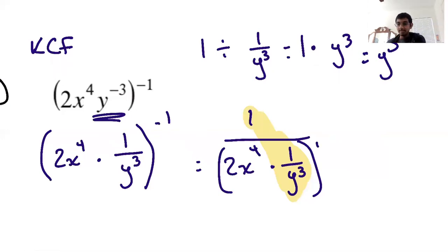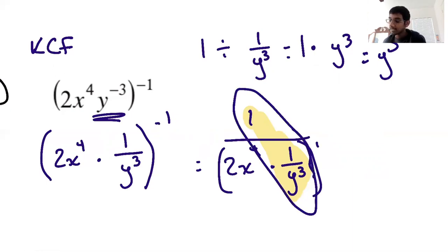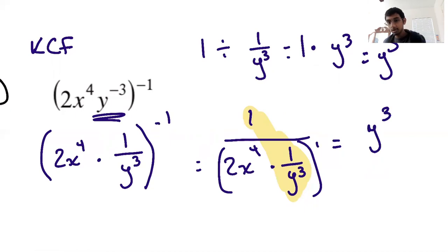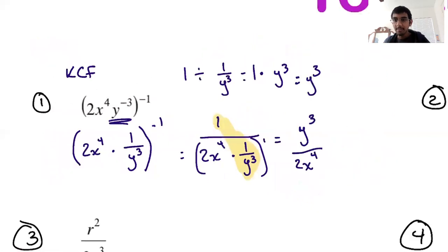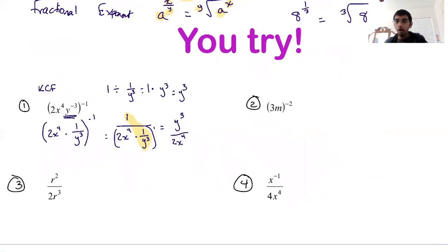So what that's telling me is that when I'm doing the keep, change, flip for this highlighted part, the y cubed could go on the top. So y cubed is on the top, and then what do I have left on the bottom? We have the 2x to the fourth. That one's a little bit complicated, but make sure you try to understand it, and try to rewatch the video if you're struggling at any parts in particular.